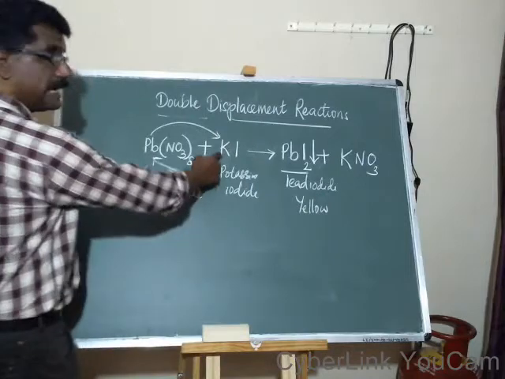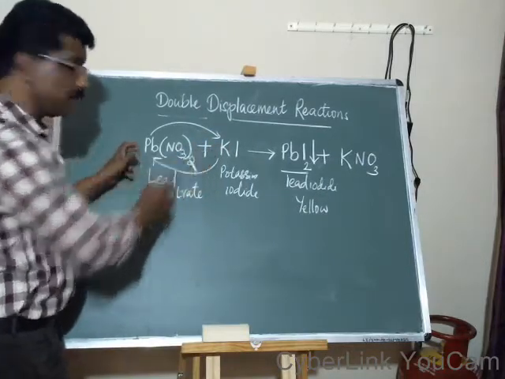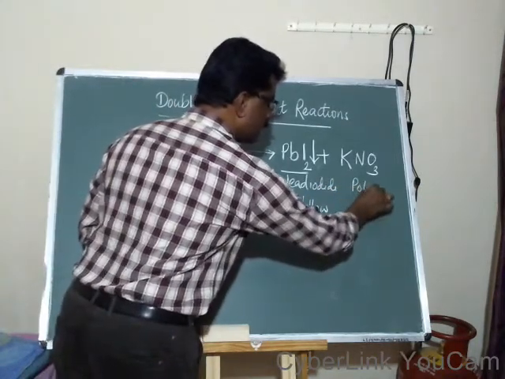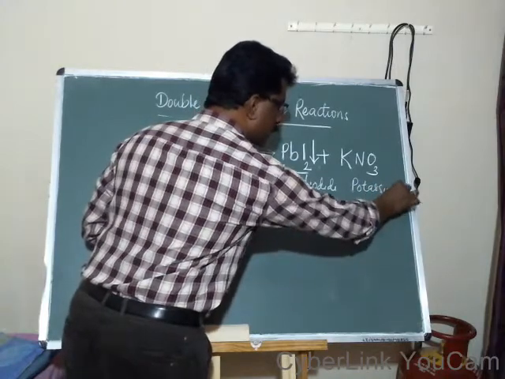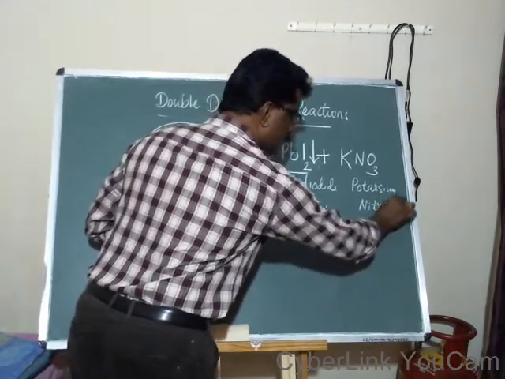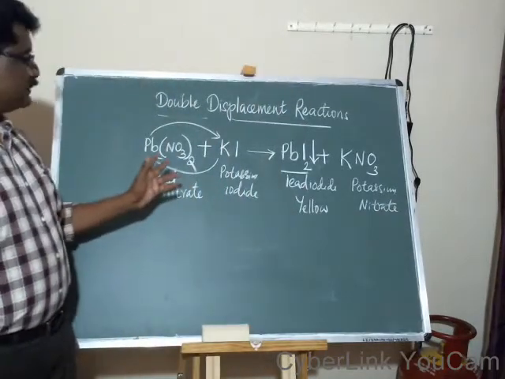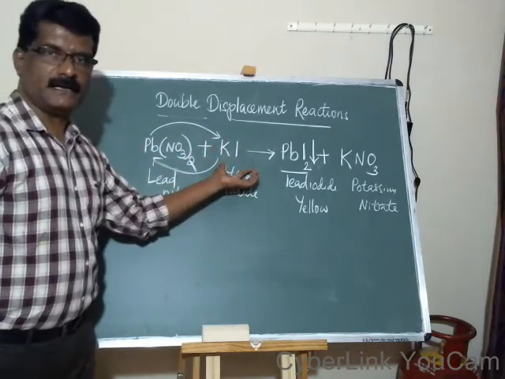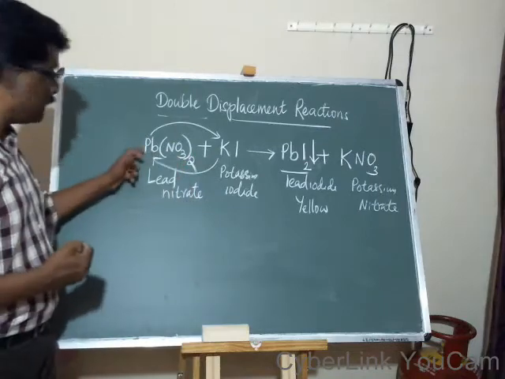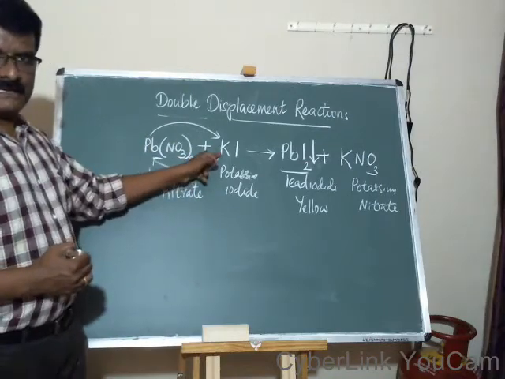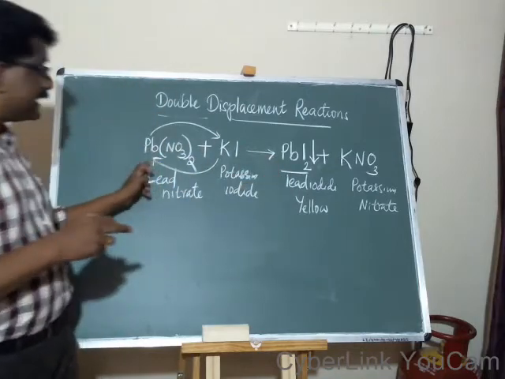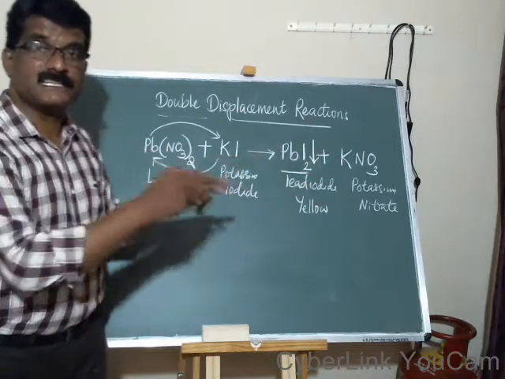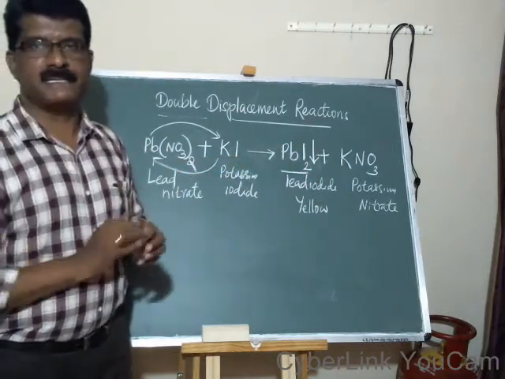And potassium iodide becomes, at the place of potassium, lead comes. So it becomes potassium nitrate. Therefore, this is also a double displacement reaction. You see, the reaction between two salts, lead nitrate and potassium iodide, where there is exchange of ions between lead and potassium, and we are getting lead iodide. Lead nitrate becomes lead iodide, potassium iodide becomes potassium nitrate. Therefore, this is another example for double displacement reaction.